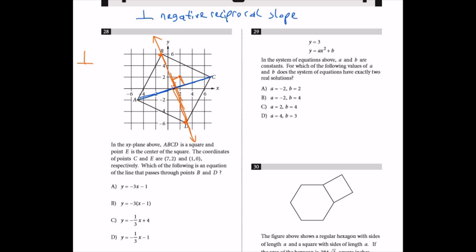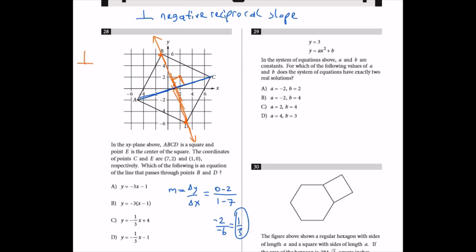Okay, now let's try to find the equation of A to C. So we can find the slope first. The slope is, we use delta y over delta x. So 0 minus 2, y2 minus y1 over x2 minus x1. So this is going to be negative 2 over negative 6, which is going to be positive 1/3.